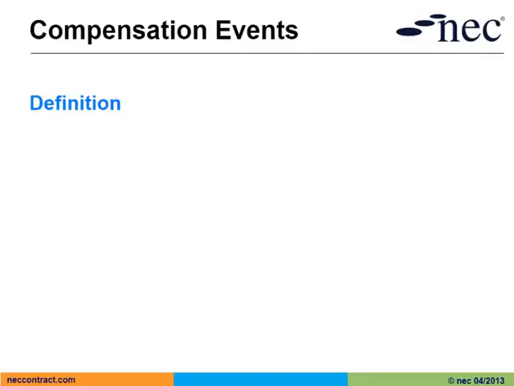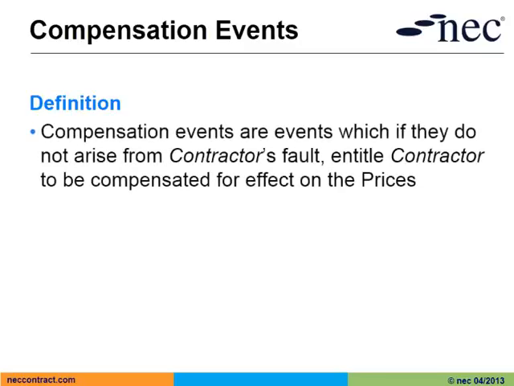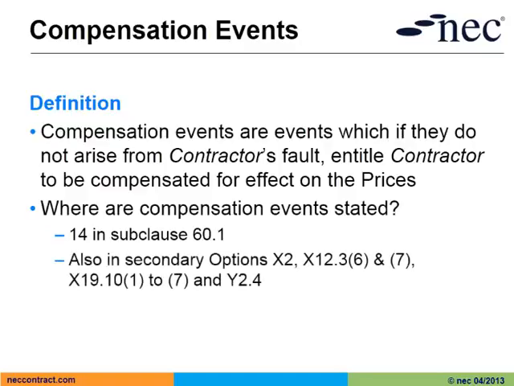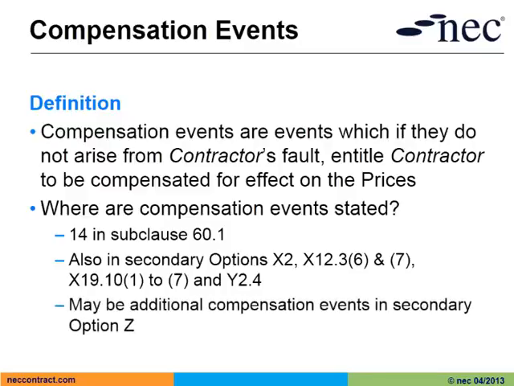Compensation events are defined as events which, if they do not arise from the contractor's fault, entitle the contractor to be compensated for the effect on prices. Where are they stated? Well, there are 14 stated in subclause 60.1, also in secondary options X2, X12, X19 and Y2.4. It is possible that you could have additional compensation events in secondary option Z as well.